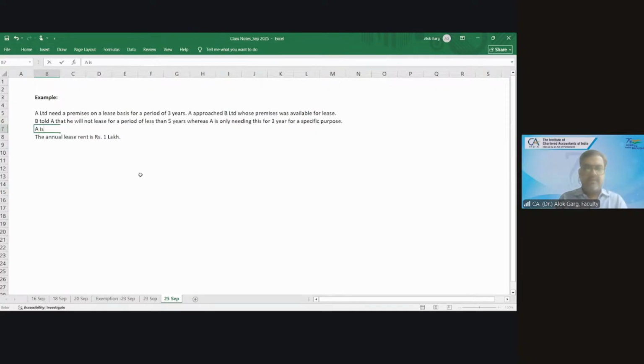A was in urgent need and hence it agreed for a 5-year period. The annual lease rent is rupees 1 lakh. Compute the ROU and lease liability and the carrying value of ROU at the end of each year.